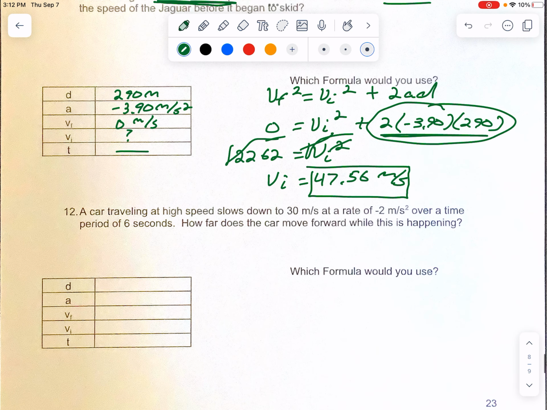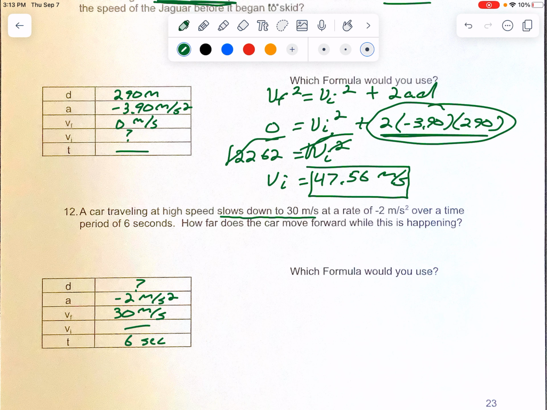Number 12, a car traveling at high speed slows down to 30 meters per second. So your final velocity is 30 meters per second. At a rate of negative 2 meters per second squared, there's your A. Over a time of 6 seconds, so there's your time. How far does it go during that time? So you're looking for displacement or distance.